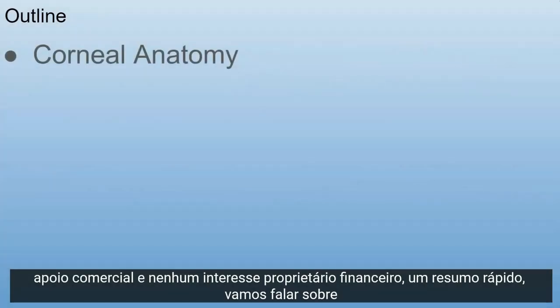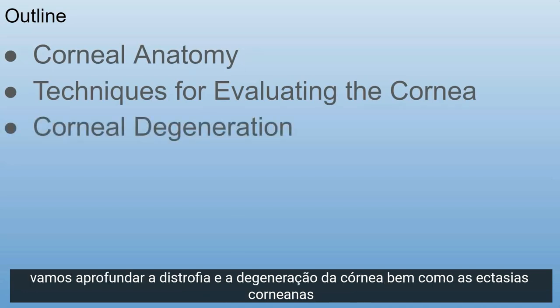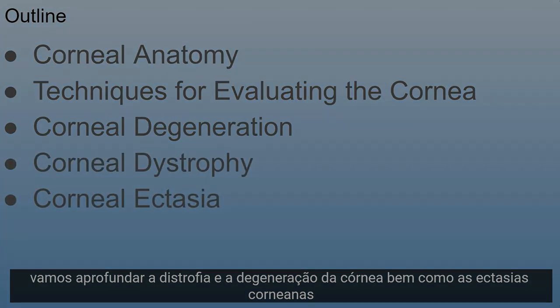Quick outline, we're going to talk about corneal anatomy as well as techniques for evaluating the cornea, especially in the slit lamp, and then we are going to delve into speaking about corneal degeneration, dystrophy, as well as corneal ectasias.